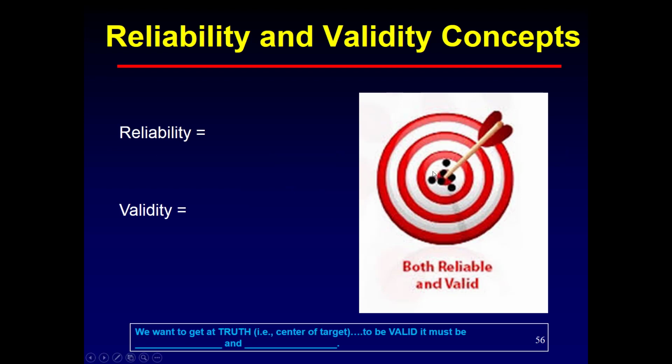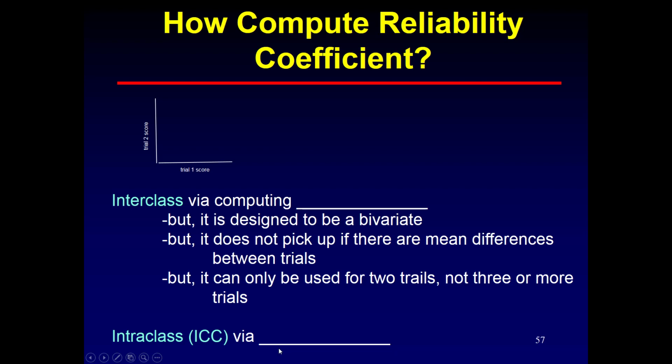I hope you know that we're interested in hitting the target. We can't do validity and get a truth unless we have repeatable measures, okay? If we want truth, it needs to be valid, so it must be reliable, and it must be relevant, okay? How do you compute the reliability coefficient? You can simply use the Pearson R.